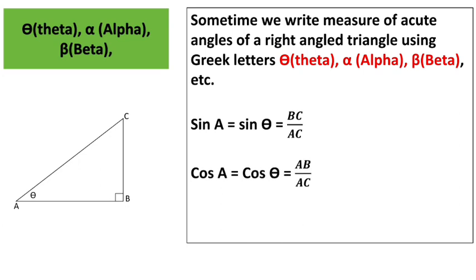Now, cos A means cos theta, because angle A is given as theta. So, adjacent upon hypotenuse. Adjacent is which? AB, and hypotenuse is AC. Tan A equals tan theta. So the tan formula is the opposite side of theta upon the adjacent side of theta. The opposite side of theta is BC and the adjacent side is AB.